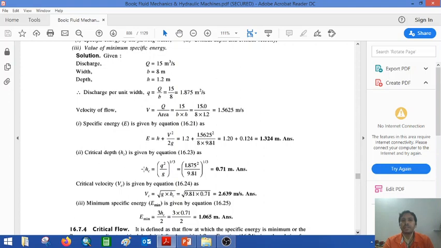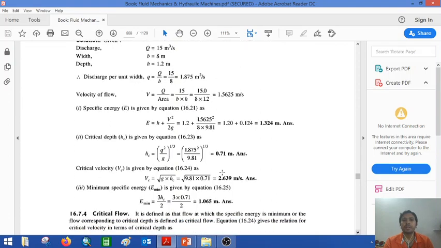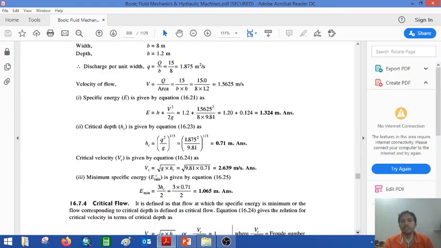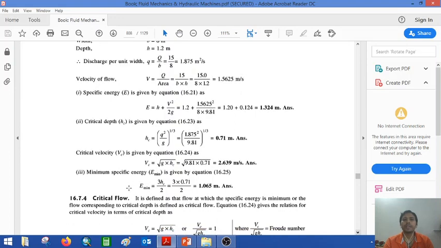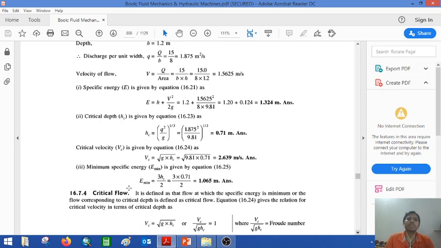Then next is the critical depth: q square by g, that is 1.875 square by 9.81, to the power 1 by 3, and you get the value 0.78 meter. Then the critical velocity VC, and again you get the answer. And at the last, these are so important for getting the value: E minimum will be 3 HC by 2, so 3 into 0.71 divided by 2, and you get the value for E minimum. So these are all the examples.